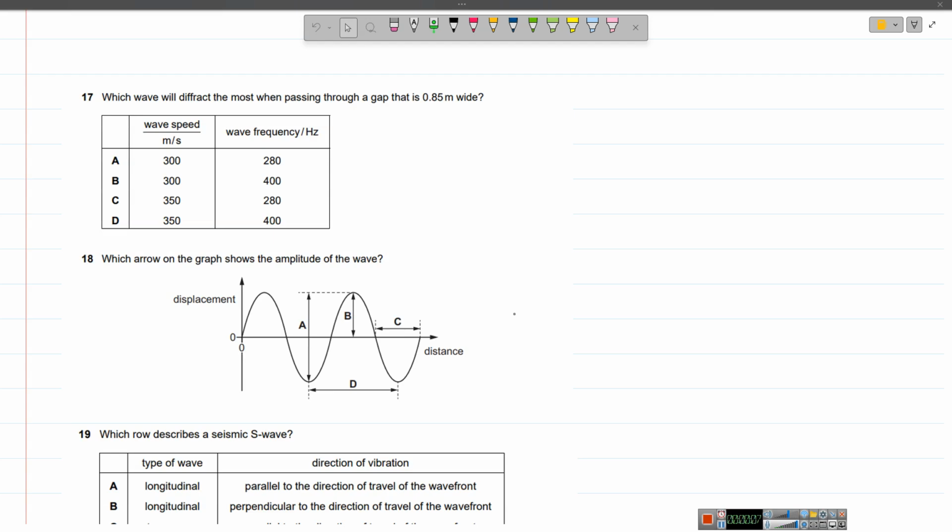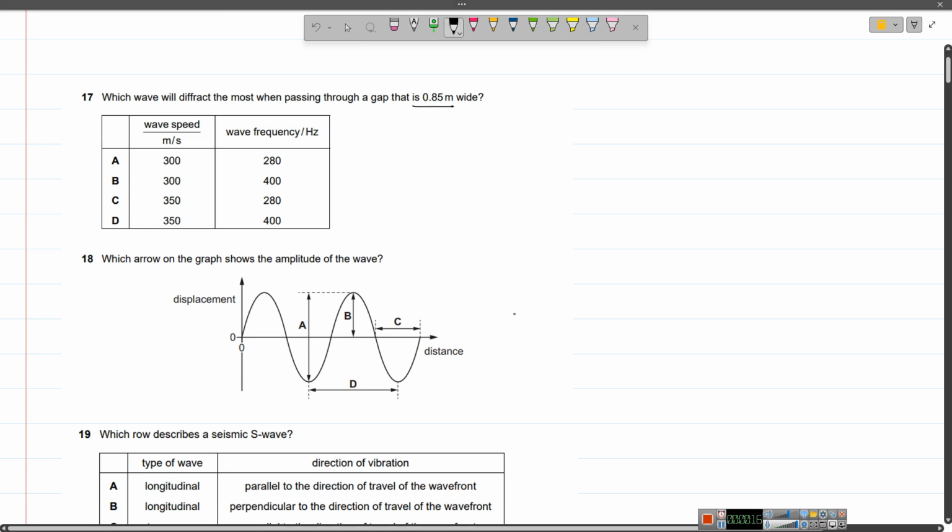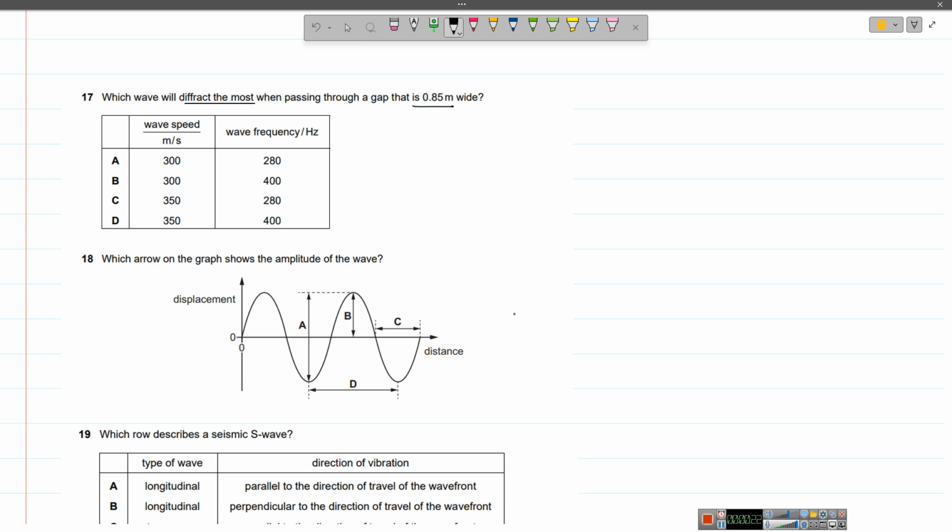Let's begin with this. Which wave will diffract the most when passing through the gap that is 0.05 meter wide? Right, diffract the most. That means the one that is having a wavelength comparable to this. So first we need to get the wavelength out of that, right? What is wavelength? v is equal to f lambda, so lambda is equal to v over f. That means we need to get a value that is closer to this, right?